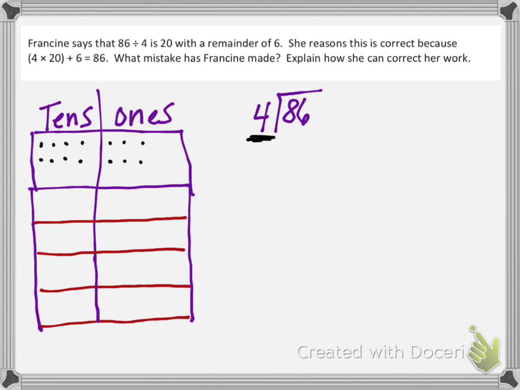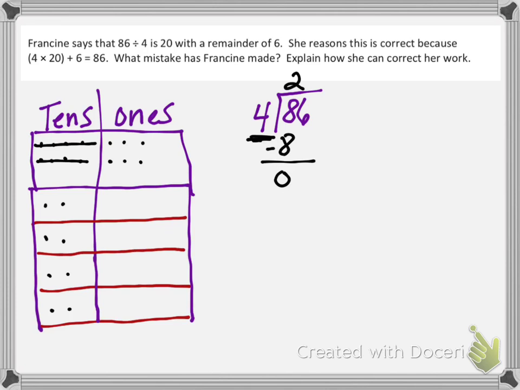So here we go. We're going to start this now. I'm going to take those 8 and divide it up into 4 equal groups. 1, 2, 3, 4, 5, 6, 7, 8. I was able to use up all 8 and put them into 4 equal groups. And there are 2 in each group, and I was able to use up all 8.